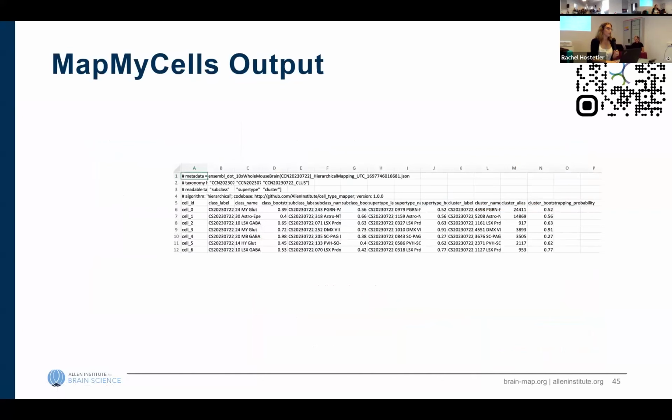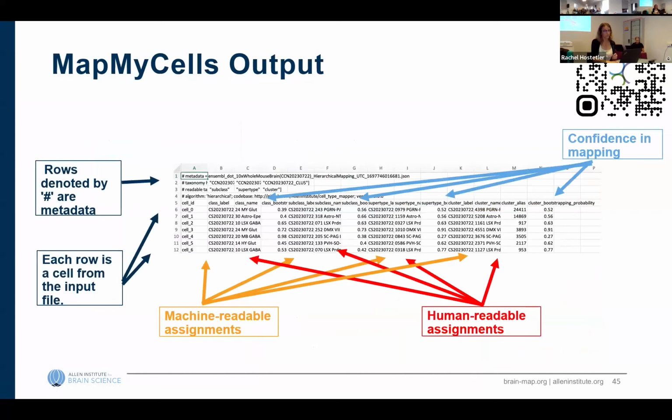Then what's the output? After you use Map My Cells, if it maps correctly, what you end up with is a CSV file and a JSON containing some metadata. The CSV file shows a number of different things. Here would be your cells in the data that you uploaded, which has to be a cell by gene matrix, so your cells would be labeled here on the left. Then you have your machine readable assignments, which these orange arrows are pointing to. And then you have the human readable assignments, which are in red, so the actual subclass, class, and supertype names.